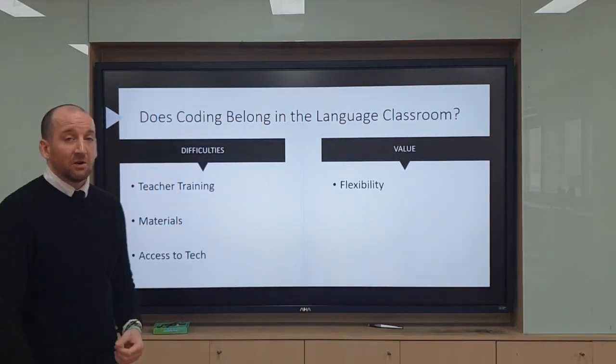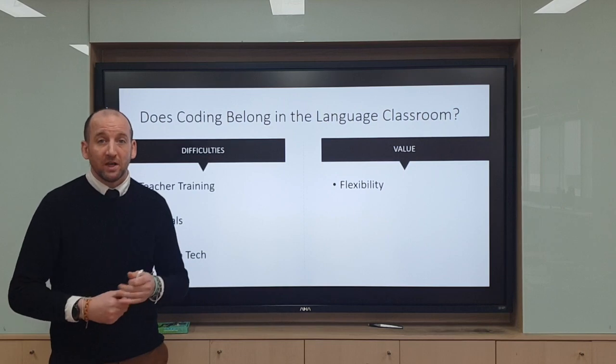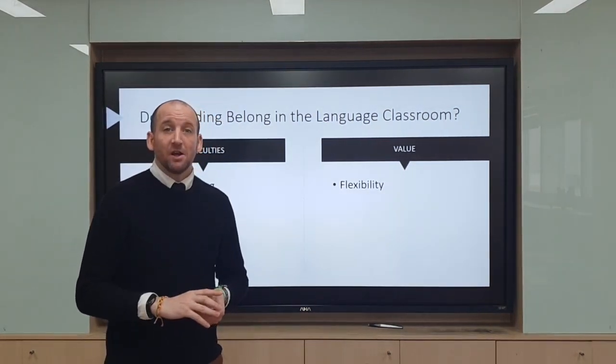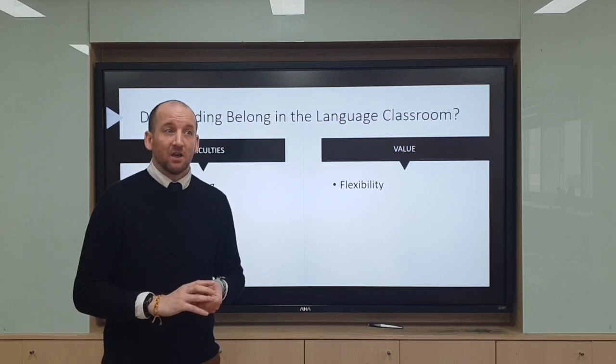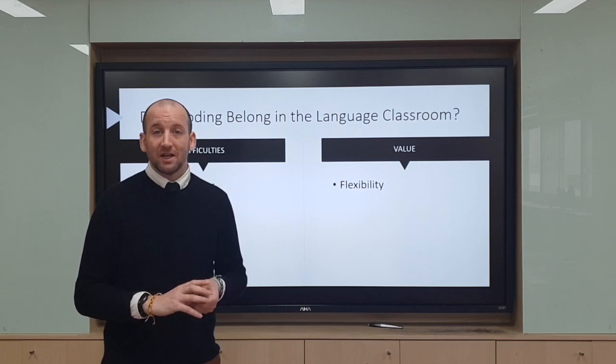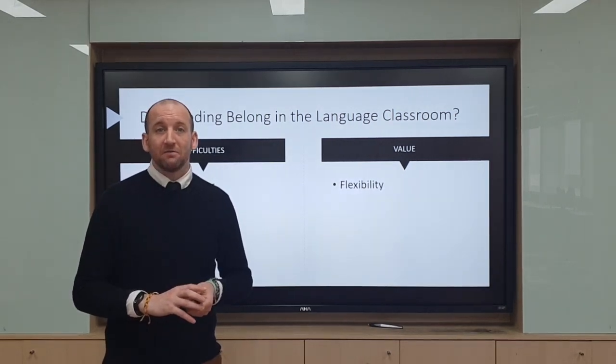The value of coding, well, firstly, coding is really flexible. It can be put and pitched at any level, really. And I've seen it being used by elementary first grade students all the way to university level students as something that they've done.